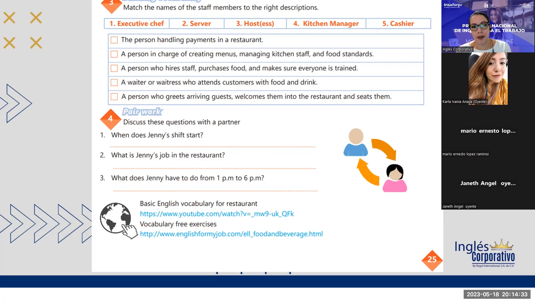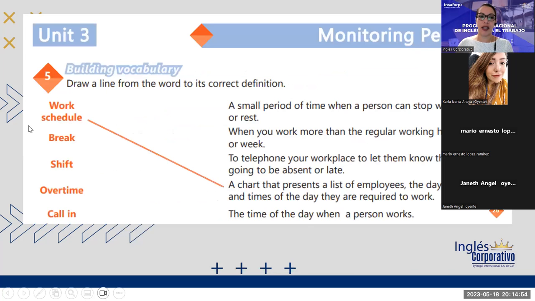Okay, so number three, what does Jenny have to do from 1 p.m. to 6 p.m.? Server. Yeah, she has to serve tables. All right, excellent. Thank you so much for your participation, Mario. And we will then continue with the next thing. For this, we have more vocabulary, and in this we have to match the word to their definition.